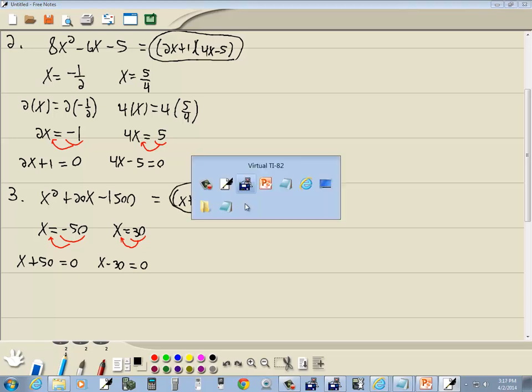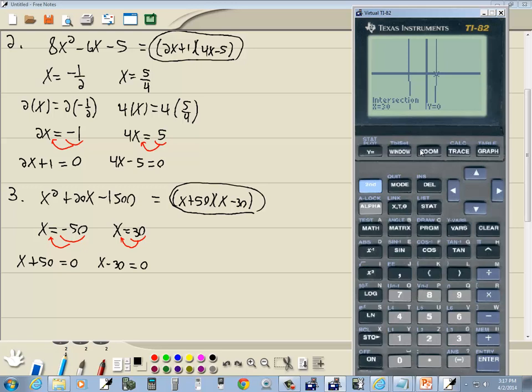Now to set our zoom back to where it should be, if you press zoom and then you choose 6 for ZStandard, that sets it back to your standard viewing window for the next problem. And that's using the TI-82 to help you factor trinomials.